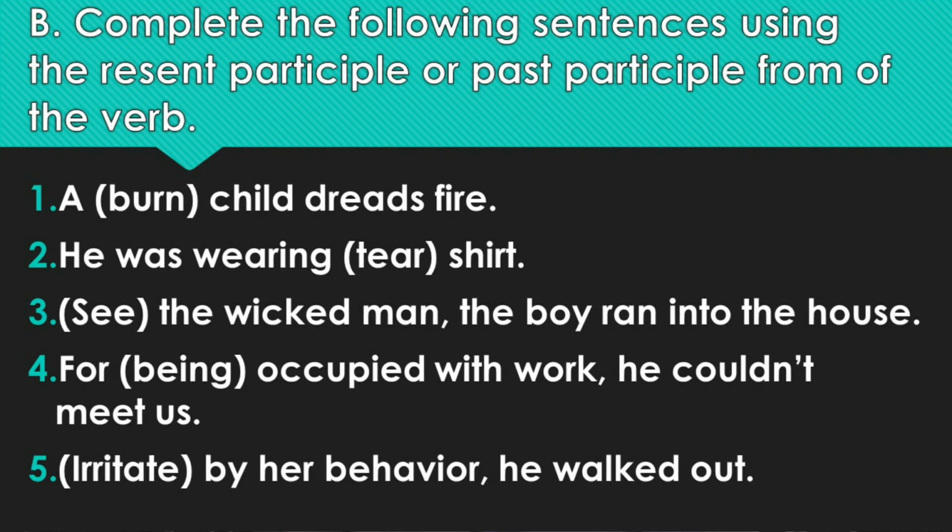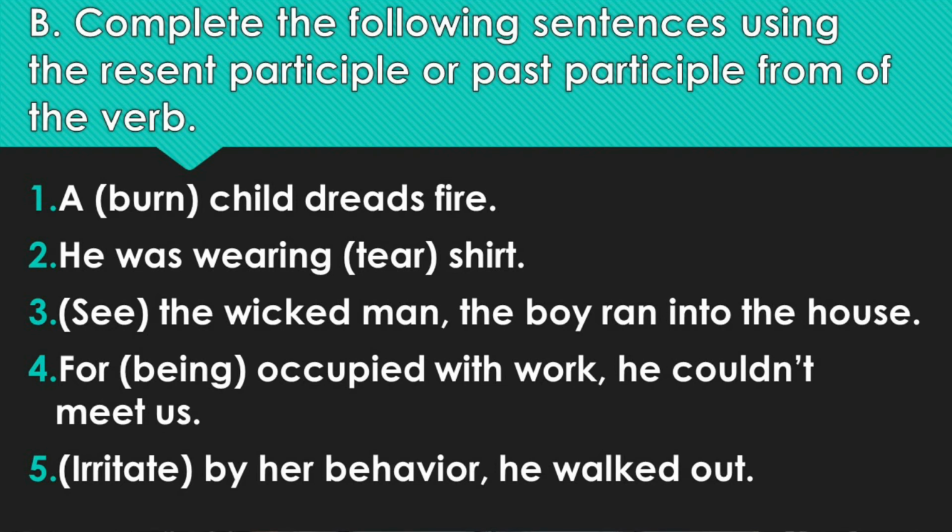Number 1, a burned child dreads fire. The correct form of the participle is burnt. Number 2, he was wearing torn shirt. The correct form of the participle is torn. Number 3, seeing the wicked man, the boy ran into the house. The correct form of the participle is seeing.